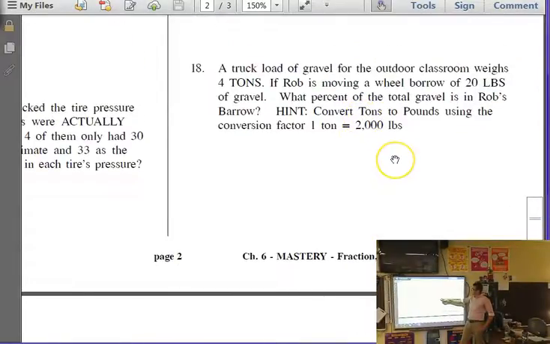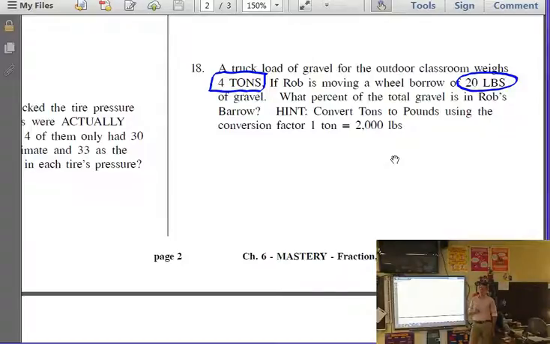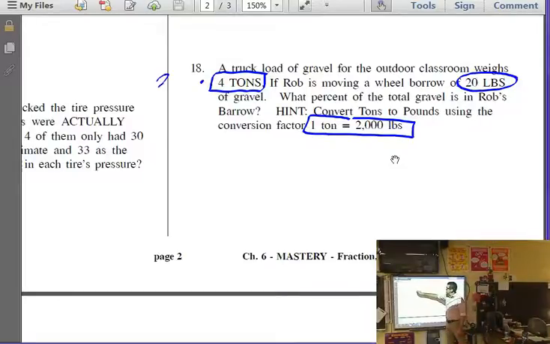solve 18. We have 4 tons of gravel in the truck. If Rob moves 20 pounds, tons versus pounds, I do not have the same unit. To do a percent calculation, I have to have same units. So I need to convert my tons. I see that 1 ton is 2,000 pounds. So I just take my 4 tons and multiply by 2,000. That gives me 8,000 pounds.